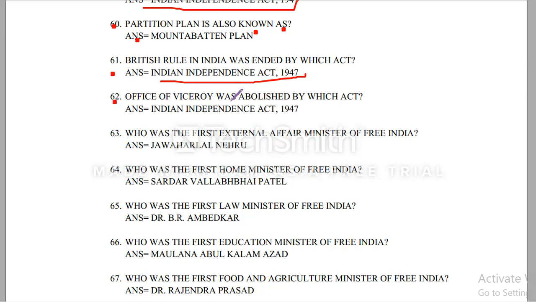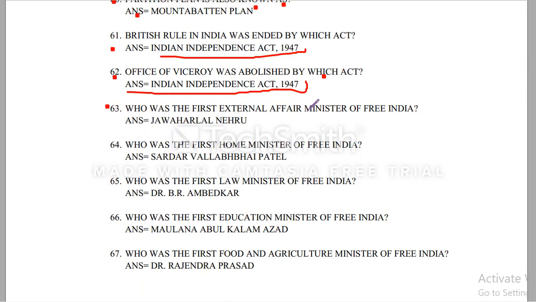Next question. Office of Viceroy was abolished by which act? Answer is Indian Independence Act of 1947. Next question. Who was the first External Affairs Minister of Free India? Answer is Jawaharlal Nehru. Next question. Who was the first Home Minister of Free India? Answer is Sardar Vallabhbhai Patel.